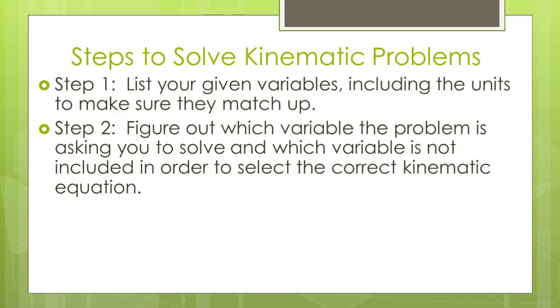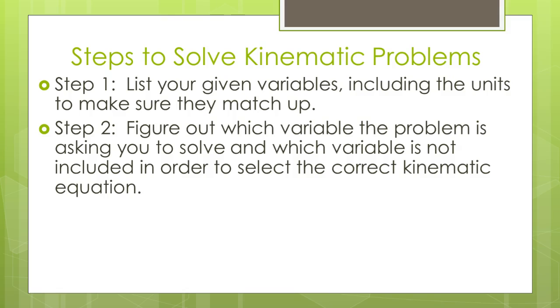Step 2. Figure out which variable the problem is asking you to solve for and which variable is not included in order to select the correct kinematic equation. The variable that I'm solving for is usually in the question. It may say how far, displacement, how long, time, how fast, initial or final velocity. Of the 5 variables, I now have 3 givens and 1 that I'm looking for; whichever of those 5 is left over is the variable that's not included.